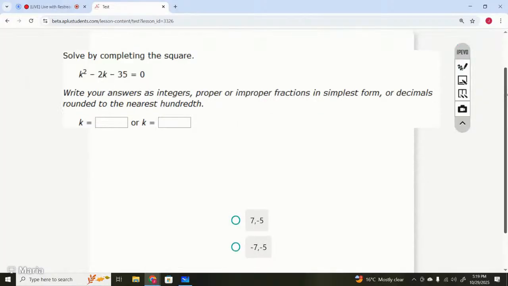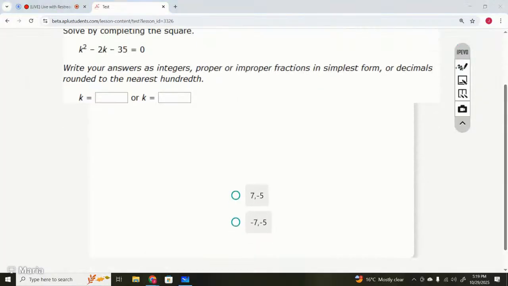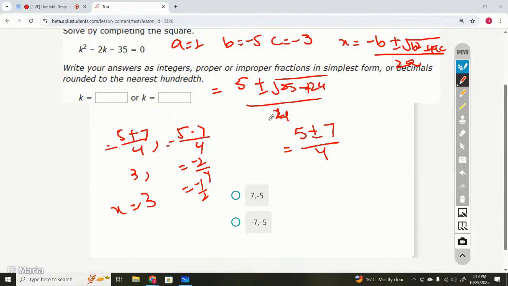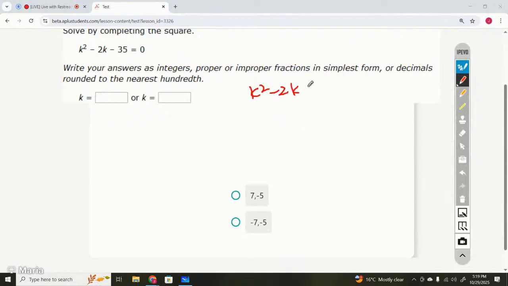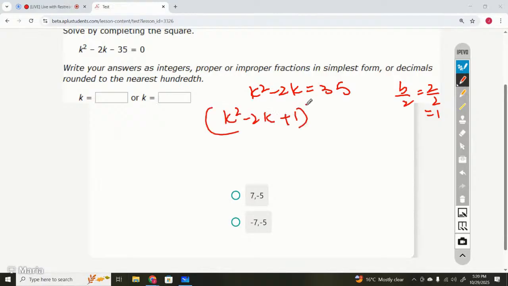k square minus 2k minus 35. k square minus 2k equals 35. b by 2 square, that is 2 by 2 equals 1. So k square minus 2k plus 1 square equals 35. We need to add 1 on both sides. So that is k minus 1 whole square equals 36.